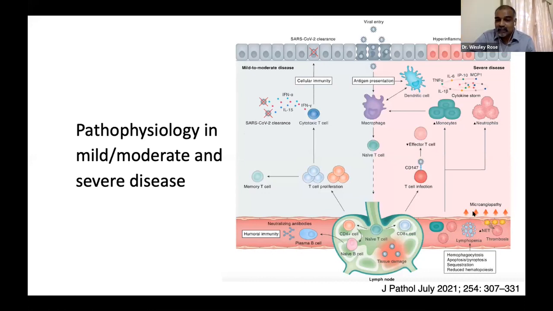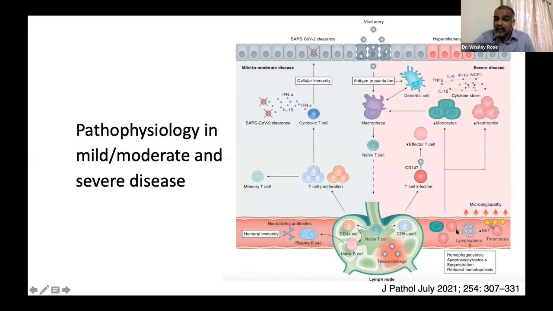But if somebody were to have severe disease, in this T cell proliferation, actually there is a down regulation of effector T cells, but there is an up regulation of monocytes as well as neutrophils. And this leads to this cytokine storm, and with the production of these particular cytokines, such as interleukin 1 beta, TNF alpha, interleukin 6, and many other cytokines, it forms one vicious cycle where there is more and more cytokine production, and this hyperinflammation actually causes the pathological effects of severe COVID disease.